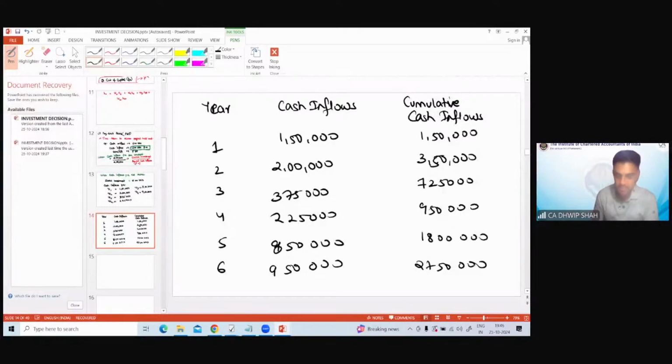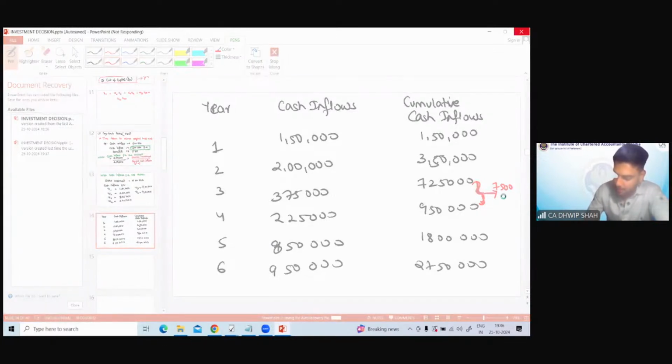How much was my original investment? How much is my initial investment? It is 7,50,000. Means can I say 7,50,000 would be recovered somewhere here, somewhere between year 3 and 4? It falls somewhere here. Yes or no?